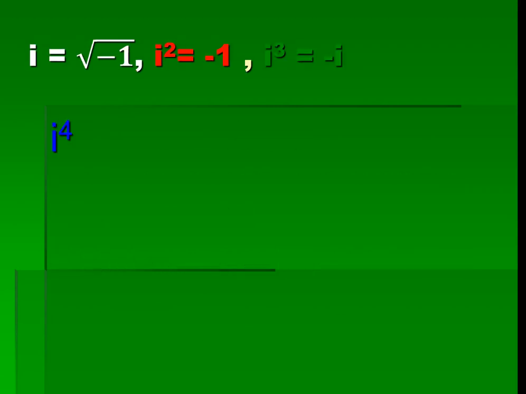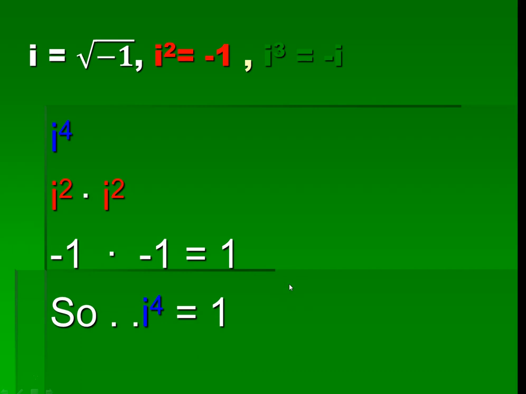Let's try i to the fourth. i to the fourth is i squared times i squared. We know that, and we know that i squared is negative 1. So really what we have is negative 1 times negative 1, which is equal to positive 1. So we have i to the fourth equals 1. We have another one.